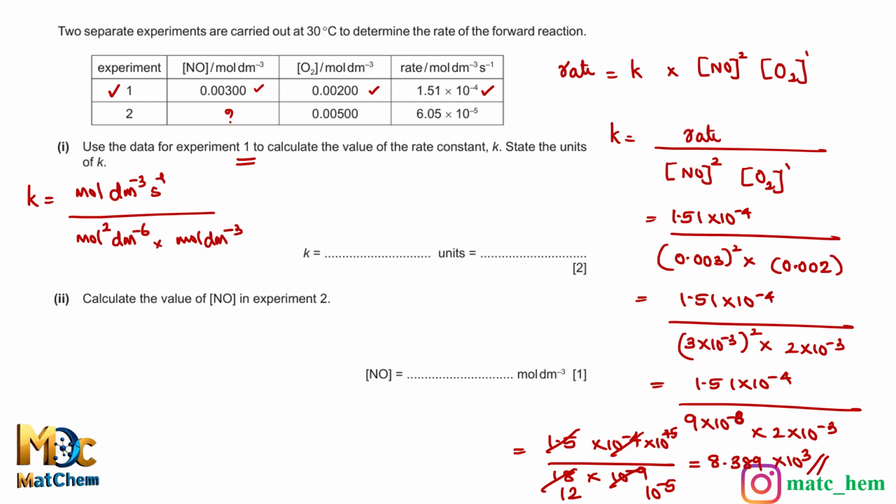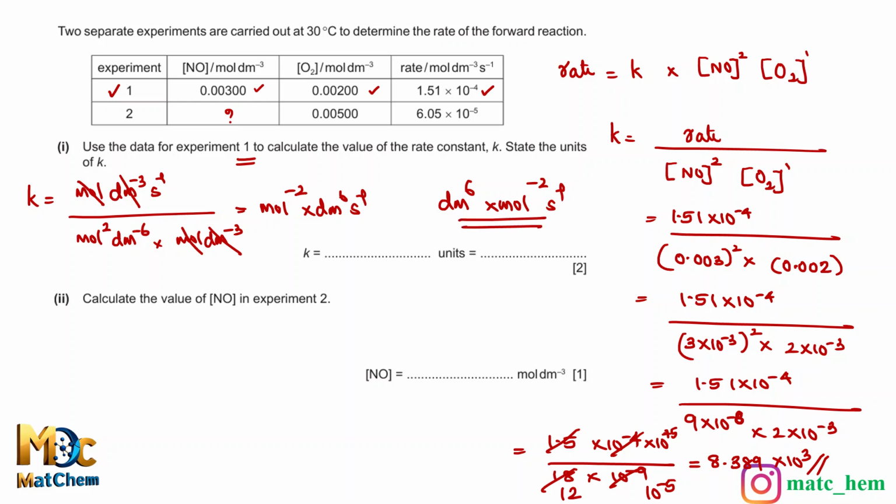Why does it become mole square decimeter raised to minus 6? Because the concentration of NO is raised to 2. 1 mole and 1 mole will cancel. 1 decimeter cube will cancel. So remaining we have second inverse mole square decimeter raised to minus 6. When mole square goes up, it will become mole raised to minus 2. When decimeter raised to minus 6 goes up, it will become decimeter raised to 6 second inverse. So the unit of rate constant will become decimeter raised to 6 into mole raised to minus 2 second inverse. So this is the unit.